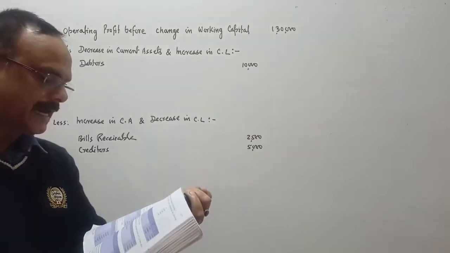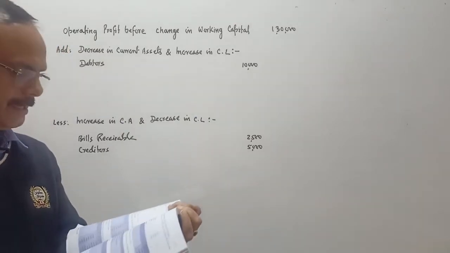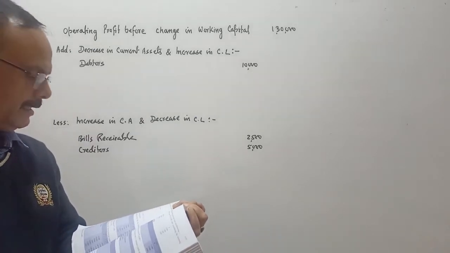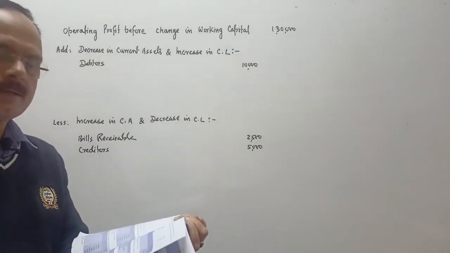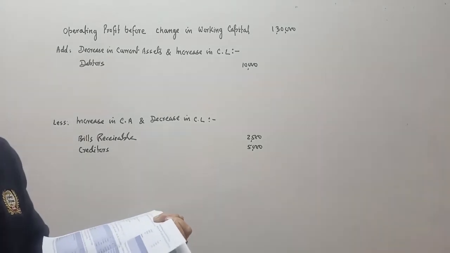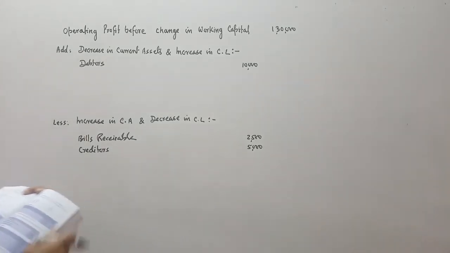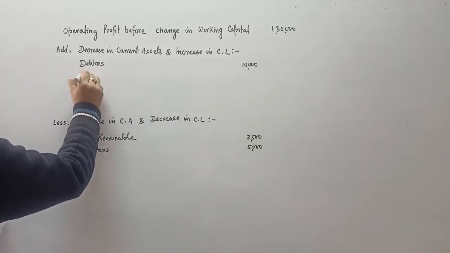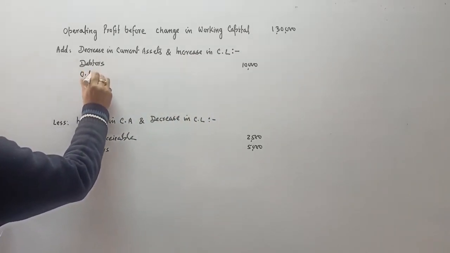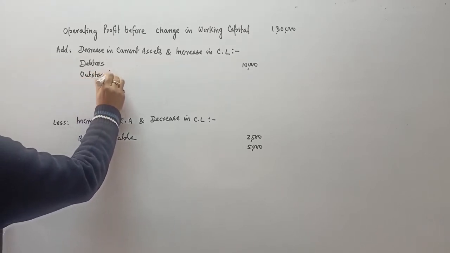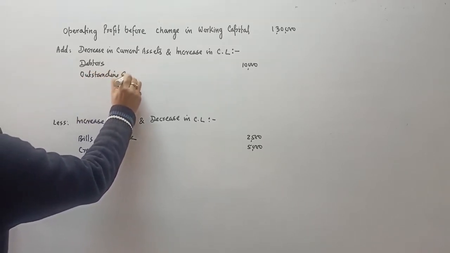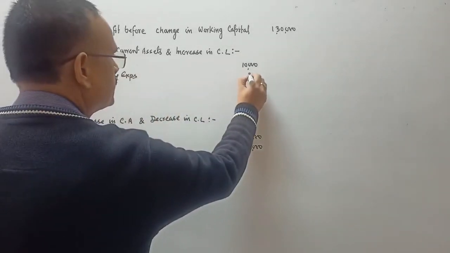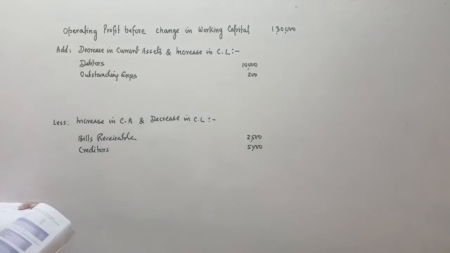Next you see outstanding expenses. It's a current liability. Last year 2017 outstanding expenses was 800 and now it is 1,000. So it is increased by 200. So increase in current liability, we will write it over here. Outstanding expenses is increased by 200.